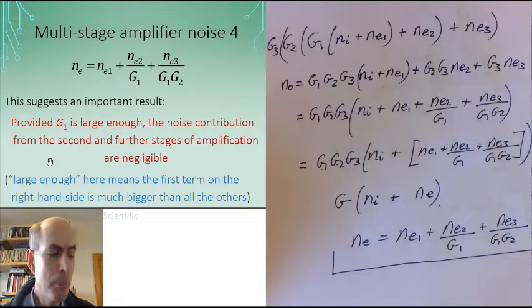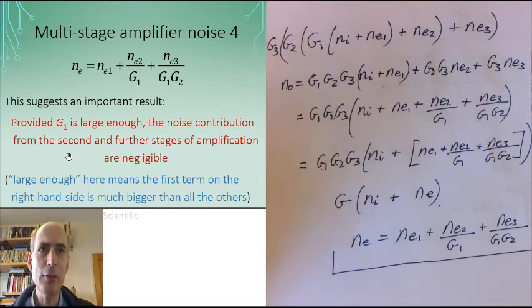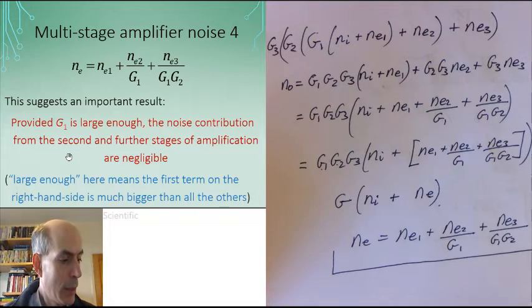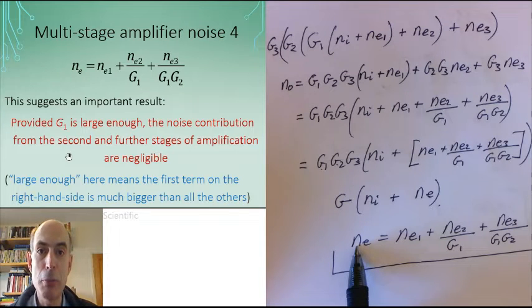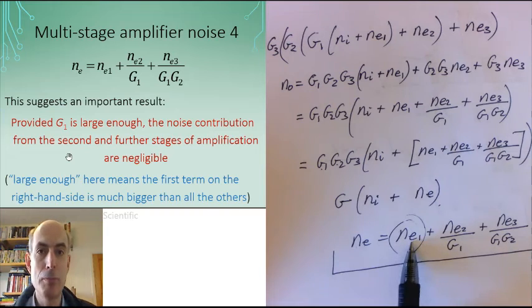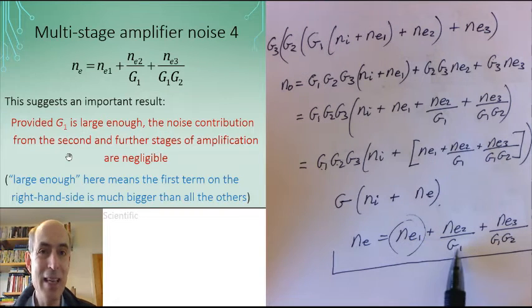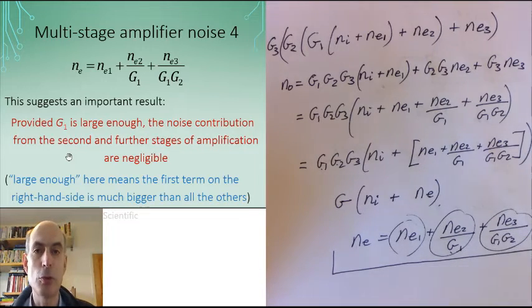Now, there's an important consequence of this formula. Provided G1 is large enough, the noise contribution from the second and all further stages of amplification is negligible. It means that almost all of the noise contributed by the multi-stage amplifier is going to be coming from the first stage, provided the first stage's gain is sufficient to reduce these second, third, and subsequent terms to negligible levels.